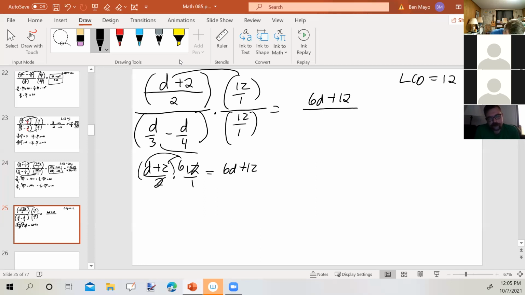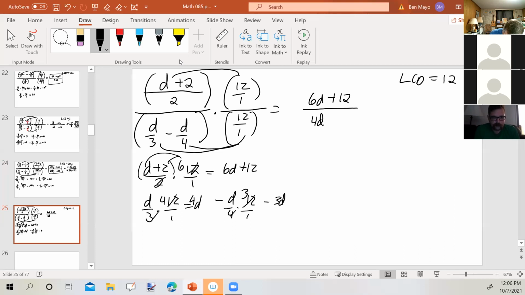In the denominator, d over 3 times 12 over 1 reduces down to 4d. And then minus d over 4 times 12 over 1 reduces down to minus 3d, which is 6d plus 12 over d. Okay.